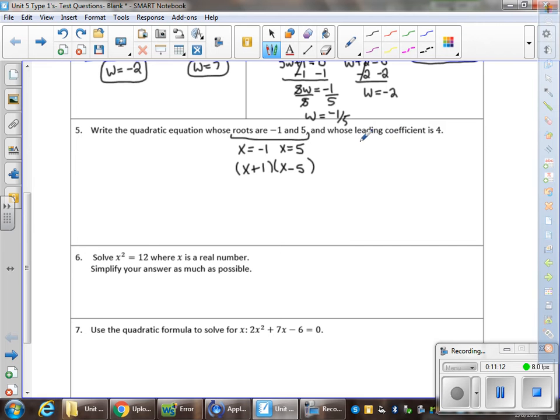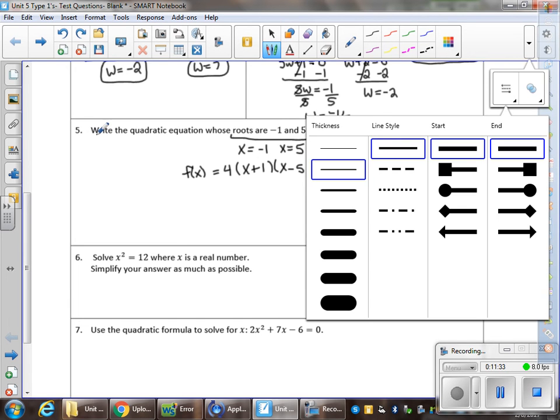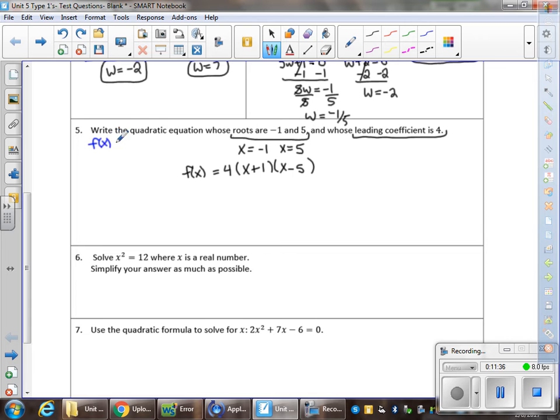And the only piece of information I haven't used yet is the leading coefficient of 4. So there it is. 4 times x plus 1 times x minus 5. Now, am I done? Well, the question asks for a quadratic equation. A quadratic equation is in the form of f of x equals ax squared plus bx plus c. This does not look like that. So we are not done. We need to multiply this.